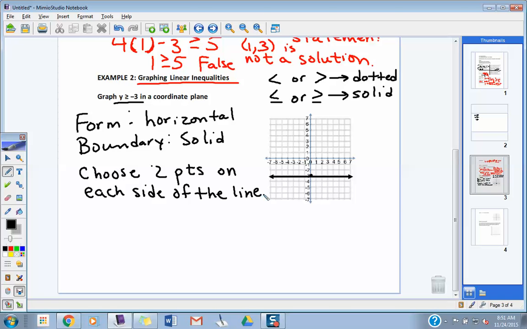All right, so here's what I'm going to use as my points. I'm going to use 0, 0. Is 0, 0 on the boundary line? No. And then I'm going to choose this one. Maybe, how about 7 comma negative 7? I'm going to use those 2 points right there. I pick a point above the line. I pick a point below the line.